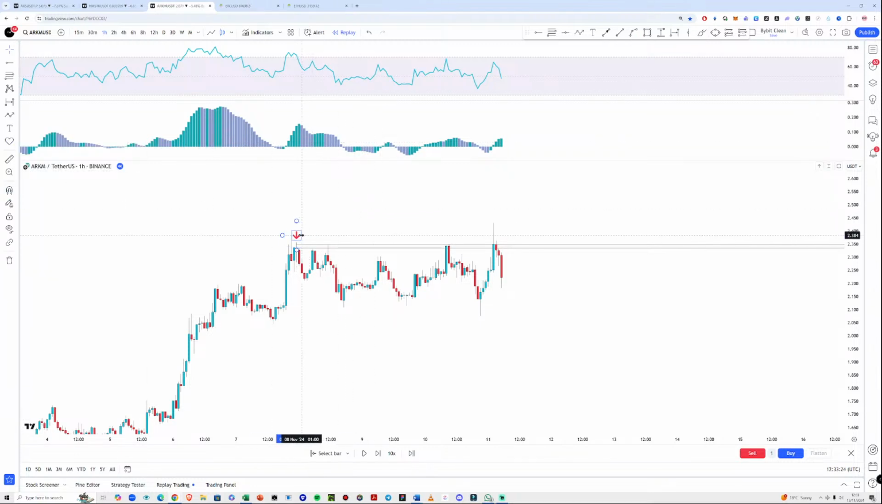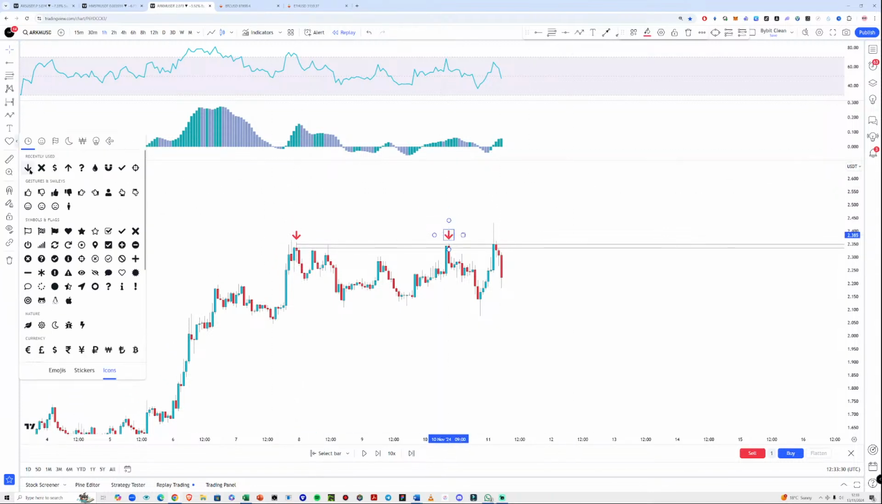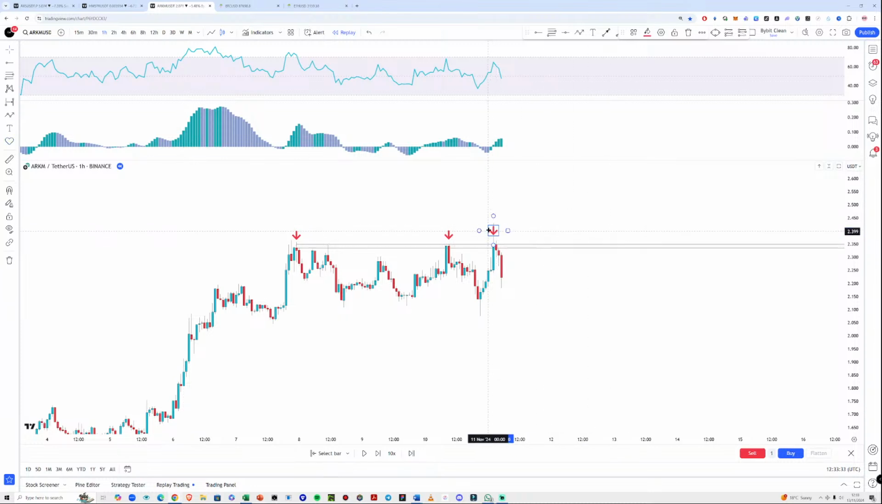Number one. Number two. Number three. The more taps, the better, guys, as well. If you don't know how to mark these levels, it's just simple SR. But as well, we have this high here, right? So bodies, last trouble area.